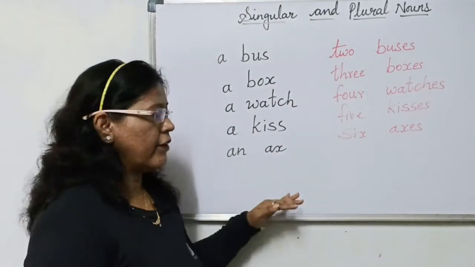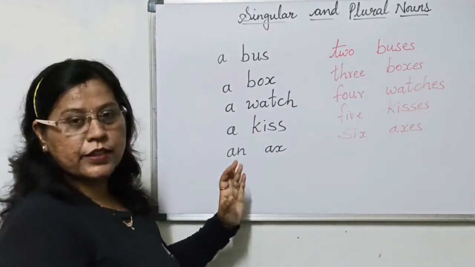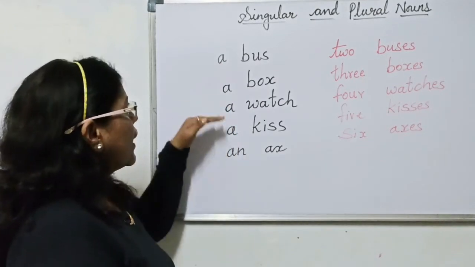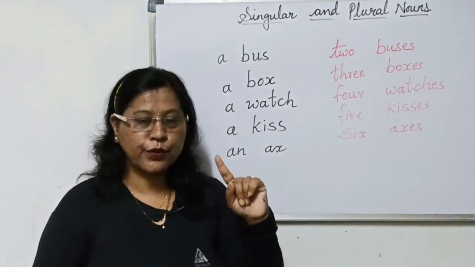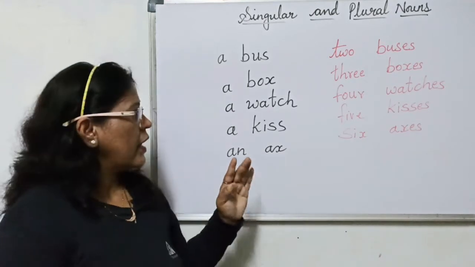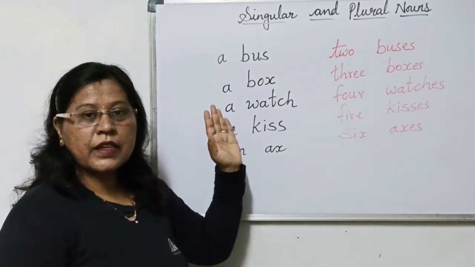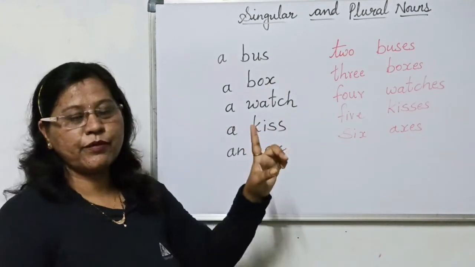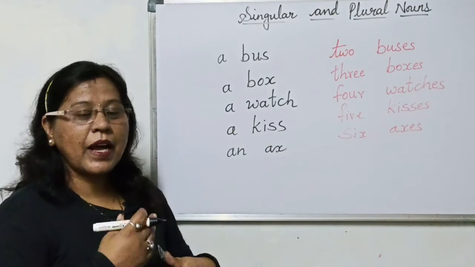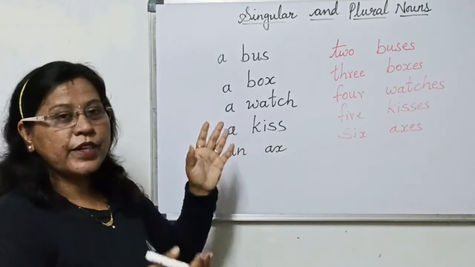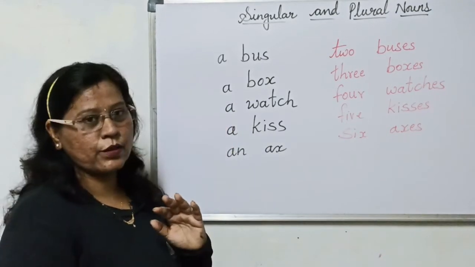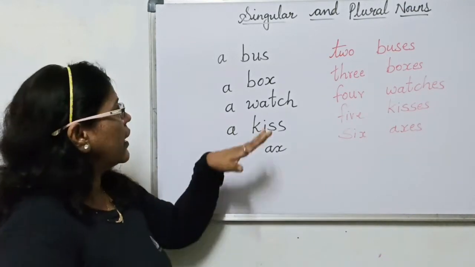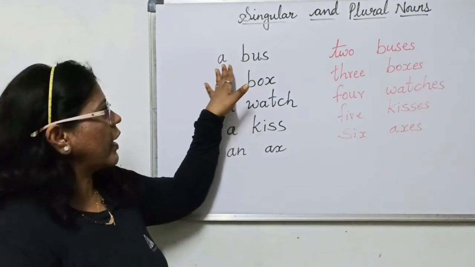Okay, friends, just have a look. Here I have written another set of singular nouns. A bus. Now, as I told you in the first part, dear friends, when you want to change singular into plural, simply at the end you add S. But there are some other words for which you have to add other letters also, then only the plural form will be made. Now here, a bus.